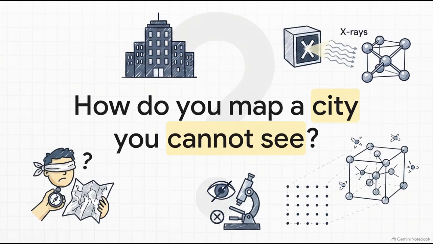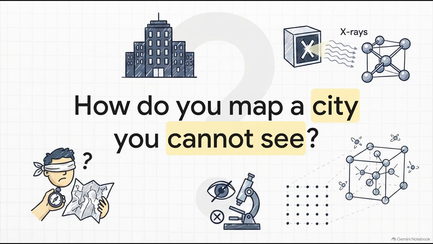Okay, picture this. Imagine you're tasked with mapping out a sprawling, incredibly complex city. You need to know exactly where every single building is, the distance between every street, the exact layout of every neighborhood, but there's a major catch. You are completely blindfolded. You literally can't see a single thing. So, how would you figure out where everything lives?